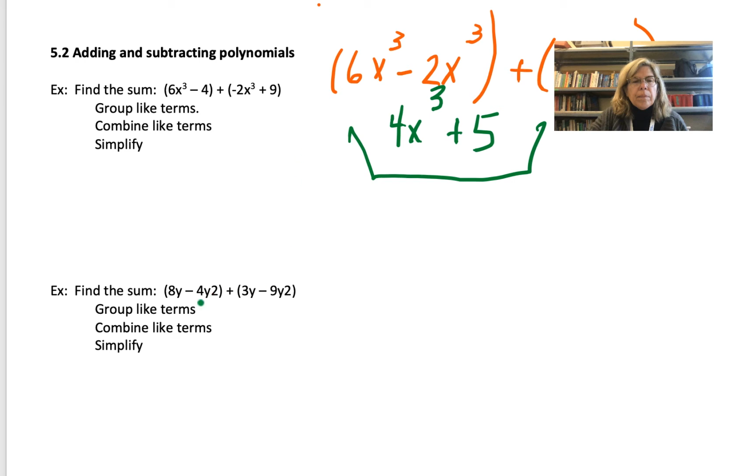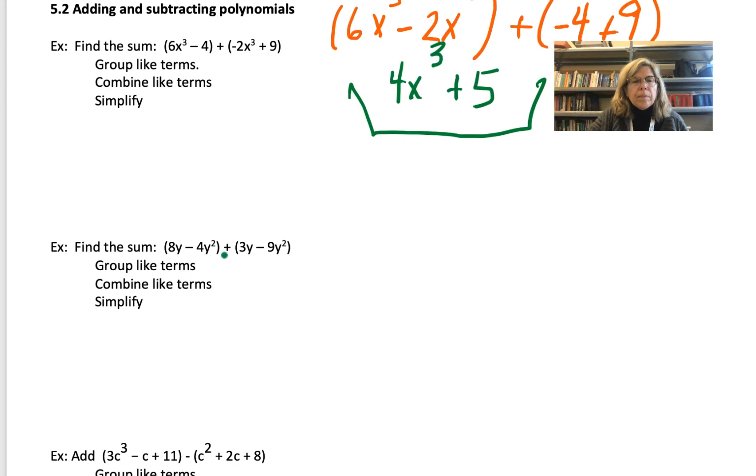So 8y minus 4y squared plus 3y minus 9y squared. So if you have 8y minus 4y squared plus 3y minus 9y squared.